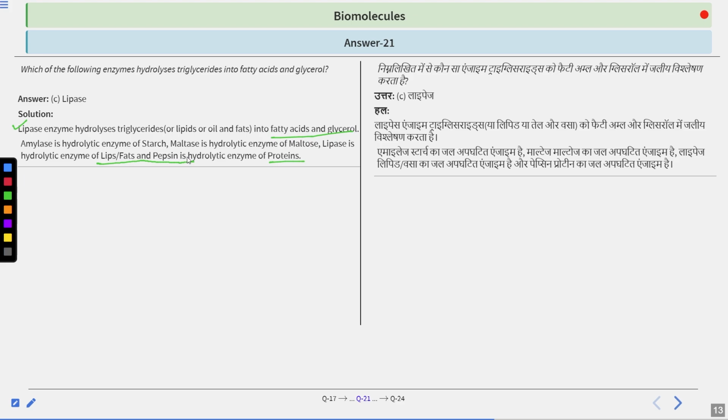All the other enzymes we have given in the options have their own hydrolysis mechanism. So every other enzyme hydrolyzes a particular substrate, but for triglycerides we use lipase enzyme to hydrolyze it into fatty acids and glycerols. That is why we have our correct option as option C, that is lipase. Let's move on to the next question.